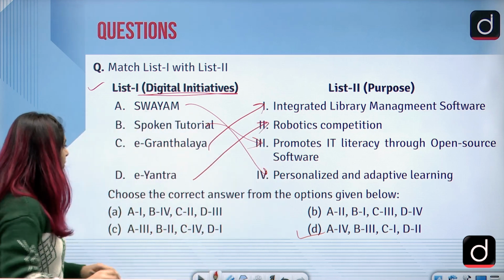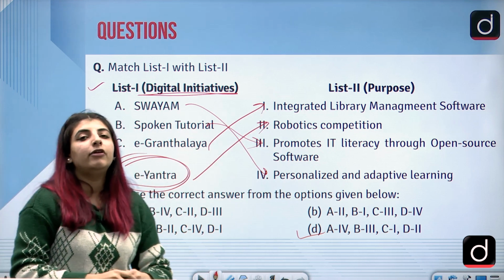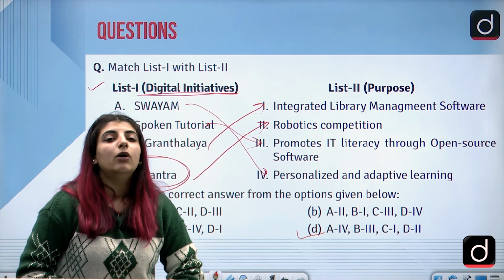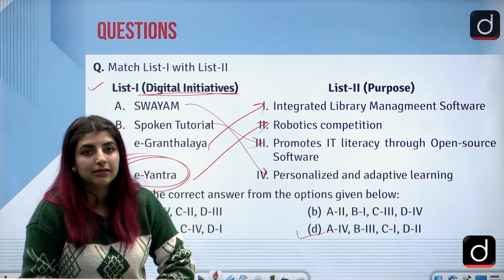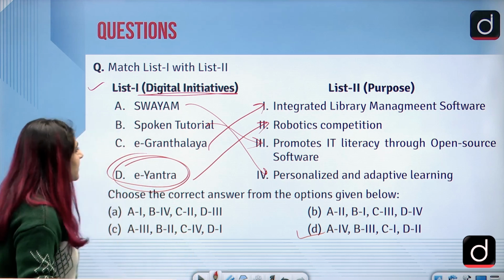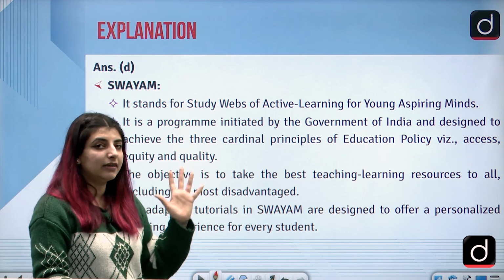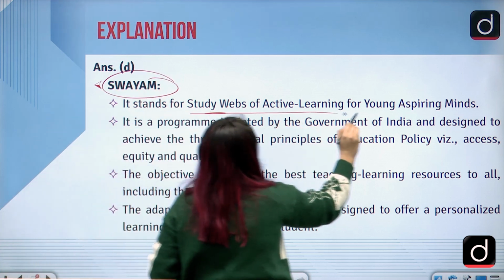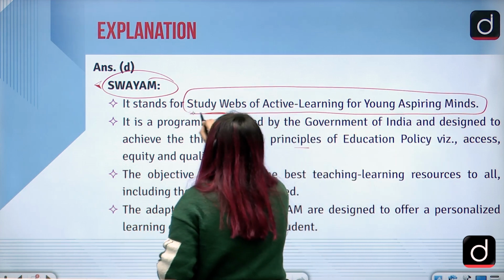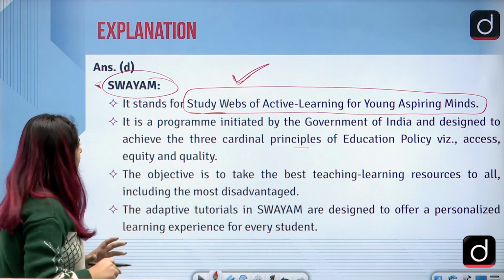So I hope you guys must have learned this by heart now, when we talk about the e-Yantra portal, which is there to support robotics experimentation in India. Let's read what we have in the explanation for the different kinds of courses that we asked in the question. First is Swayam, Study Webs of Active Learning for Young Aspiring Minds, which has been asked in the examination multiple times.